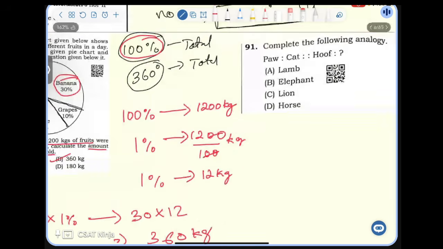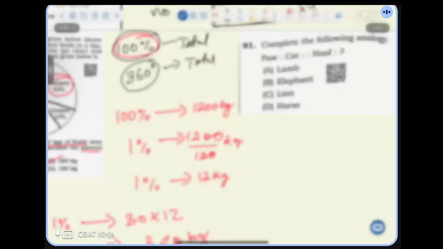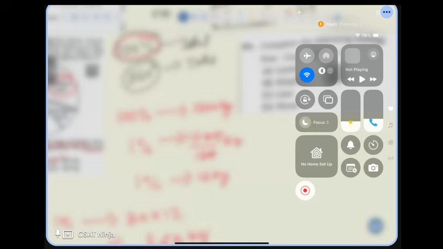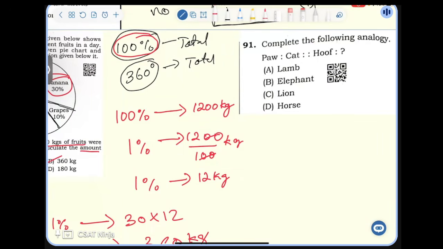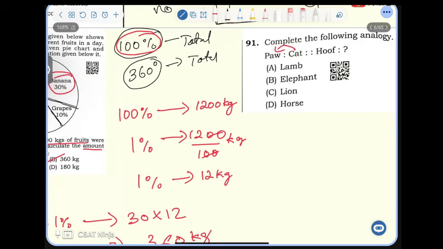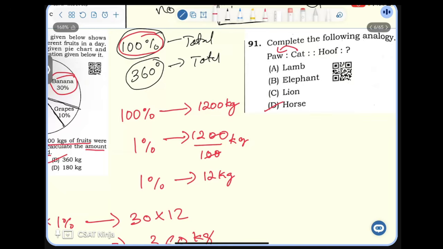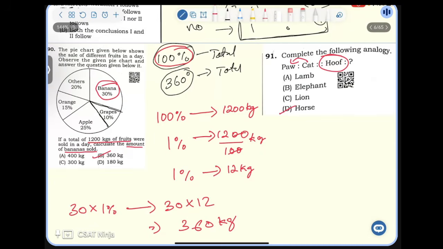Now the other one is word analogy. It's a simple one. It's about paws, okay, which means foot character. So the foot of the cat we call paws, and the foot of the horse is hooves. So that's an easy one. But for these things, you just go through PYQs, CGL PYQs or railway kind of questions, then it will help you a lot, okay?